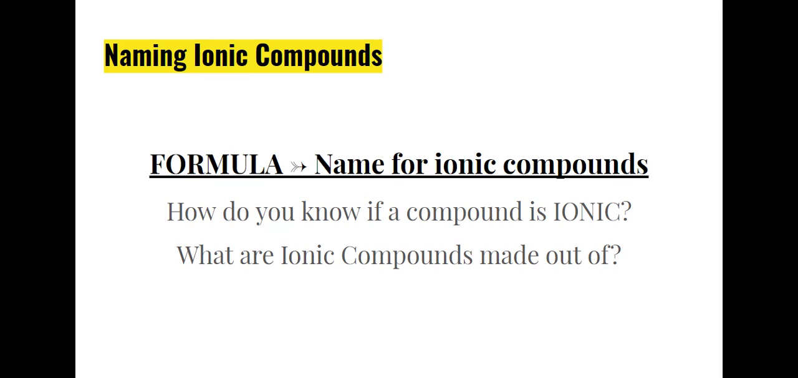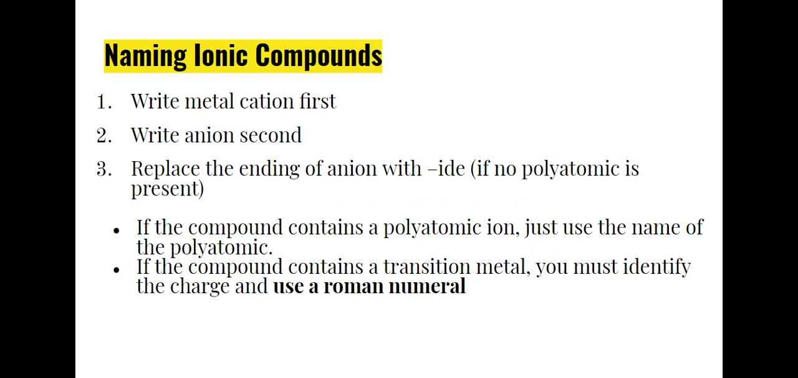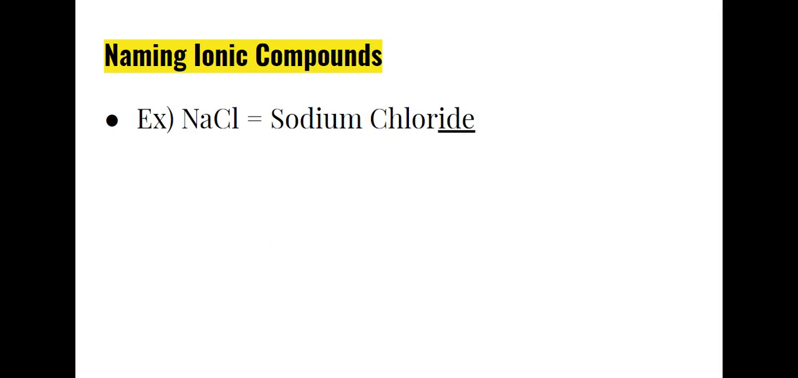We know because ionic compounds are made up of a metal and a nonmetal. So the first thing that you're going to do is write the metal element first, and then you'll write the nonmetal second. You will replace the ending of your nonmetal, or your anion, with -ide, only if there's no polyatomic ion present. If the compound contains a polyatomic ion, just use the full name of the polyatomic. If the compound contains a transition metal, you have to identify the charge and use a Roman numeral in parentheses.